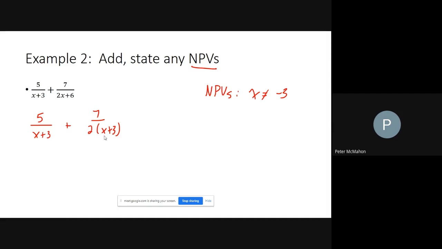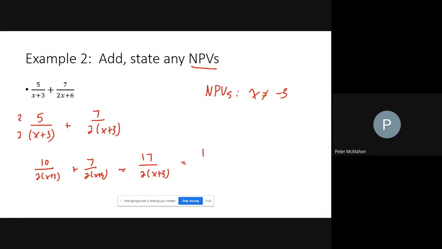Okay, so when we're looking at this, what's going to make us common denominator? Well, the x plus 3s are already common, but this one needs an extra 2 in it. So a 2, like this. Okay, so we get 2 times 5 is 10 over 2 times x plus 3, plus 7 over 2 times x plus 3 like this, is 10 plus 7 is 17 over 2 times x plus 3. Okay, so we leave this answer like this.